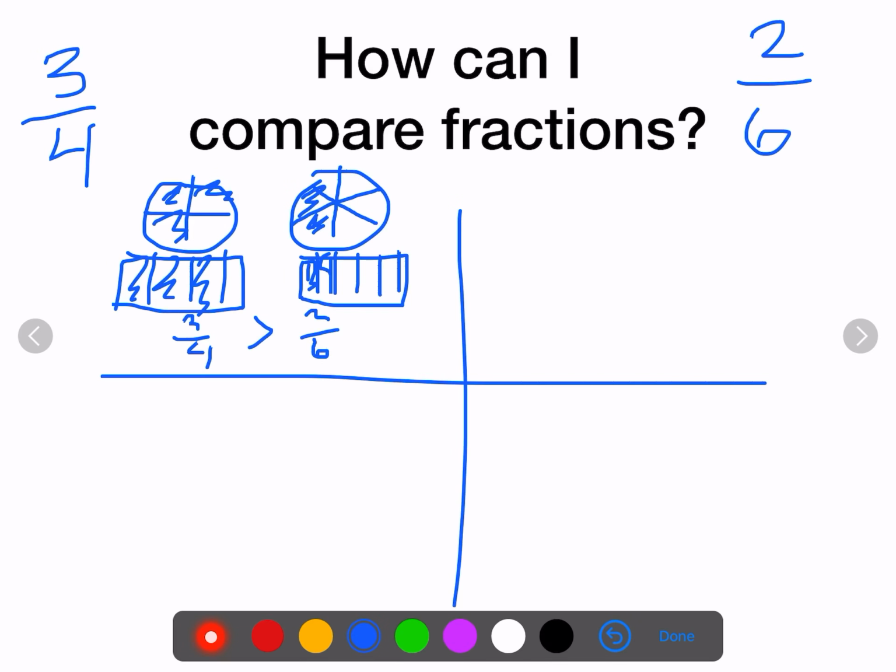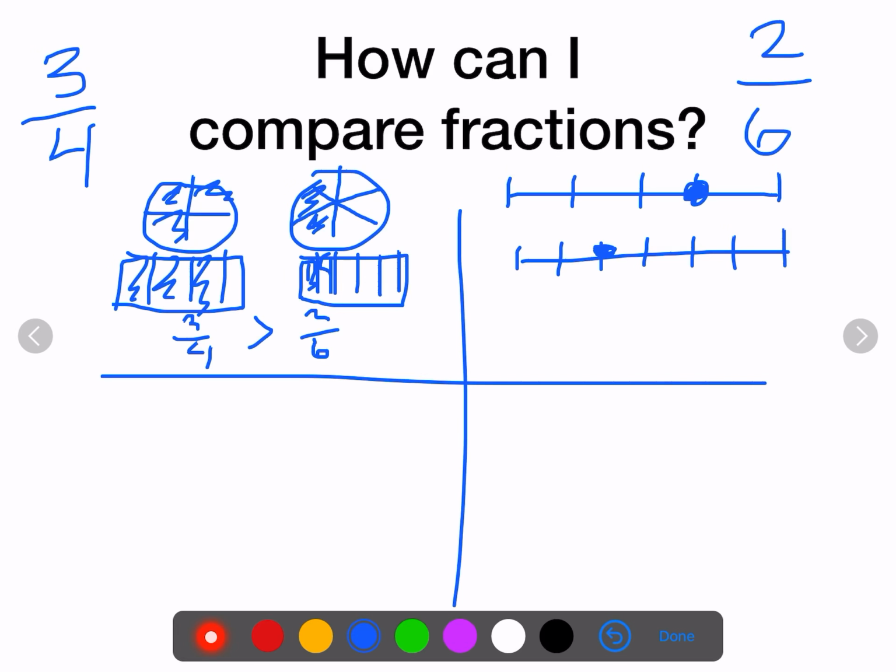Another way to compare two fractions is to draw a number line. If I draw 2 number lines, they're both going to start at 0 and end at 1. In between, one of my number lines is going to be divided into 4 sections. So I have 0/4, 1/4, 2/4, 3/4, and 4/4. So 3/4 would be at this spot. On my other number line, I'm going to divide it into 6 spaces. When I look at that and I count to 2/6, that would go right here.